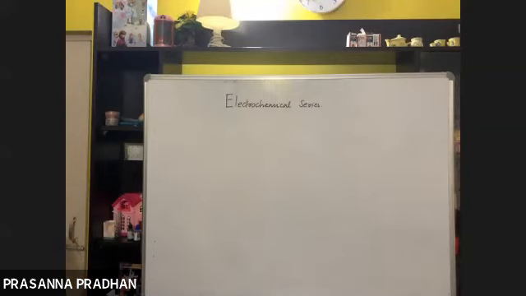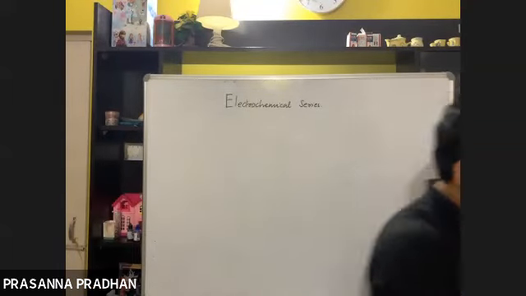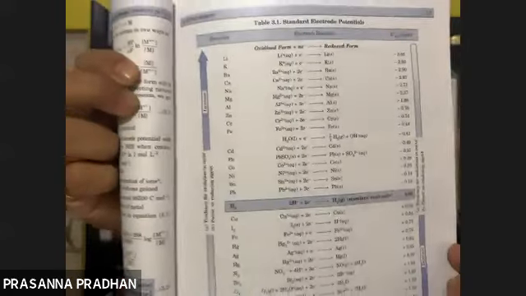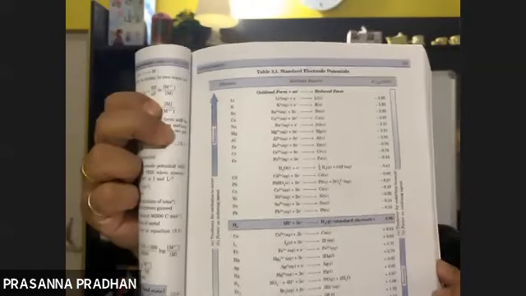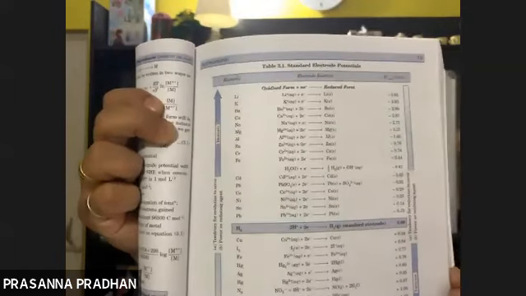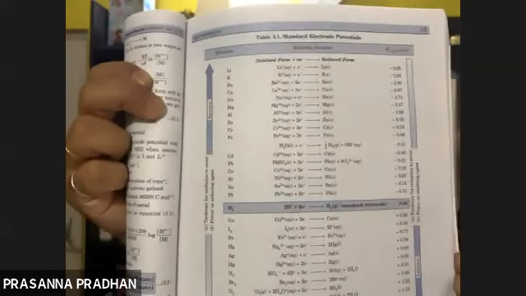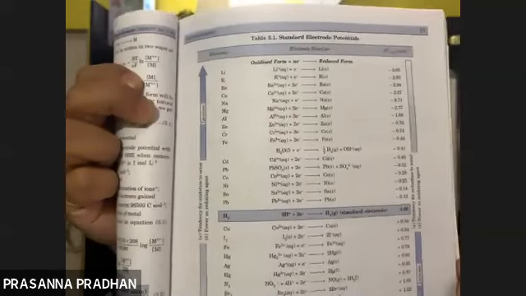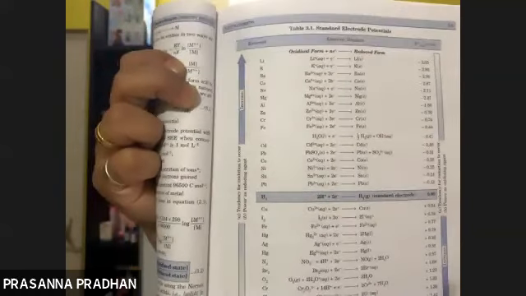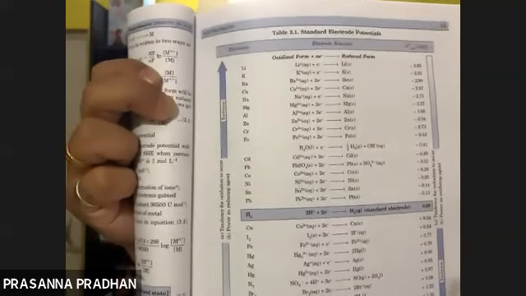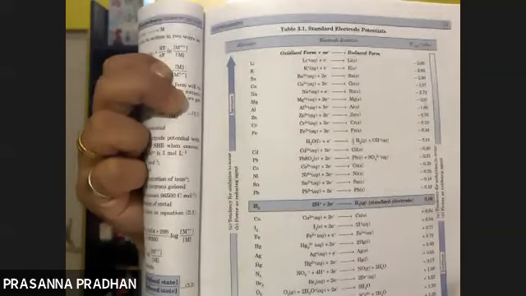So if you just go through your NCERT, you'll get a page like this. Are you able to see? Look at the page. What has been done? The reduction potentials of all the metals are shown here. And look at the reduction potential value of hydrogen. It's somewhere in the middle. It's 0. Look at the reduction potential value of zinc. It's minus 0.76. Look at the reduction potential value of copper. It is plus 0.34.